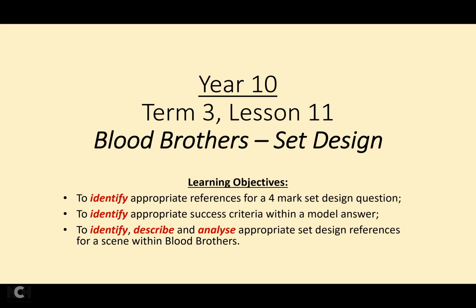not a 20-mark question. At the end of your exam paper you get a choice whether to do an acting or performance question or a design question, which could be set design, costume design, or lighting and sound design. Now, this isn't that question.